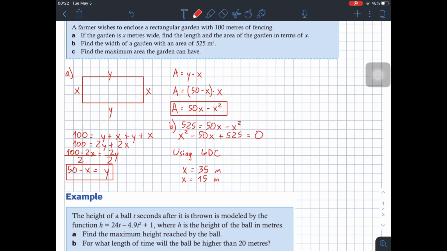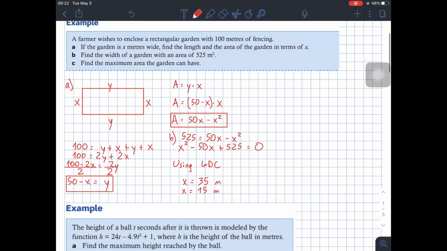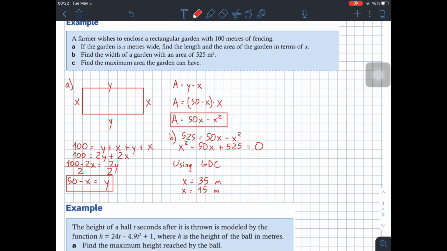So it says find the width of the garden with an area of 525. Okay. So both of these results are valid, as I told you, right? Well, if you stay with this answer, you have a garden that has a greater width than its length, right? But for this particular drawing I did here, the right answer would be to pick this value of x, as this would be the width and this would be the length.